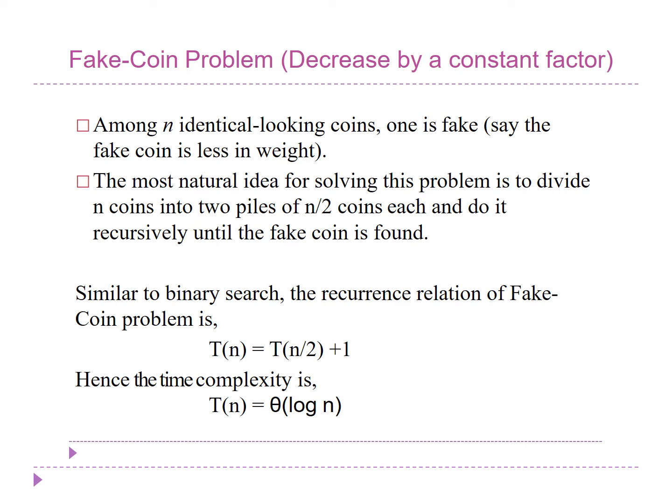The fake coin problem statement states that among n identical looking coins, one is fake and that coin should be found. Let us assume the fake coin to be less in weight. The most natural idea for solving this problem is to divide the n coins into two piles of n/2 coins each and do the search recursively in the pile of coins that has the less weight.